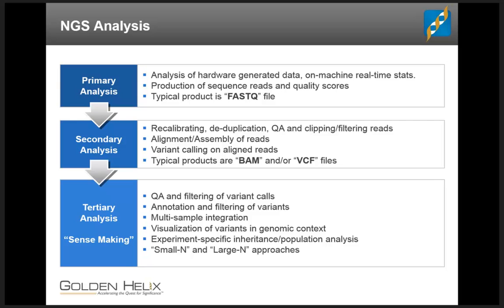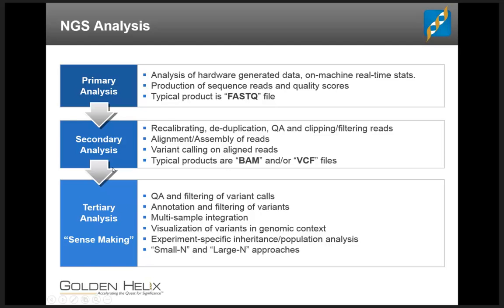and perhaps doing some QA and QC on that before moving on to the tertiary analysis, which is really trying to make sense of it. It's the whole process of visualizing variants in genomic context, annotating, filtering, calculating p-values, looking for actual trait associations. And with our software tools at Golden Helix, we really focus on the tertiary analysis phase.